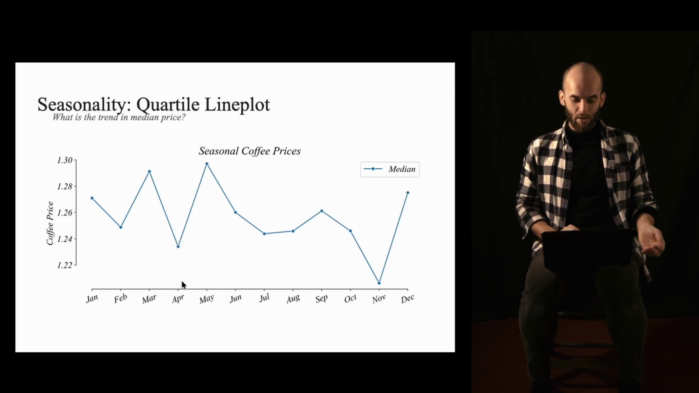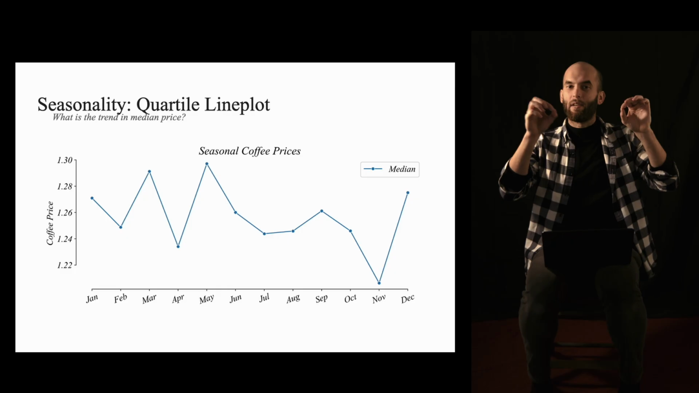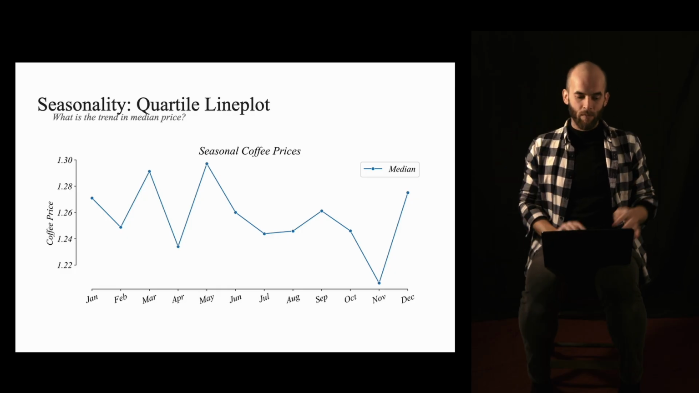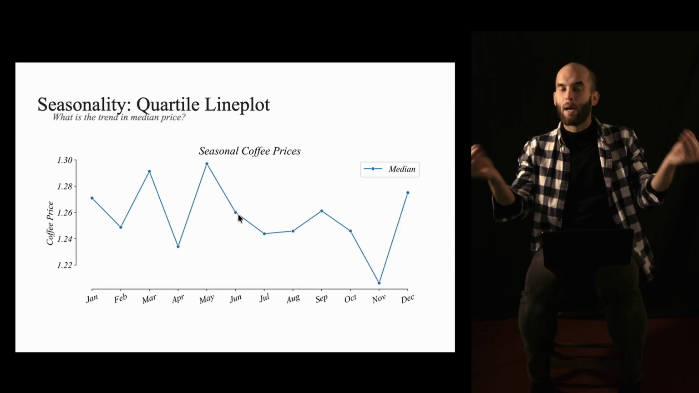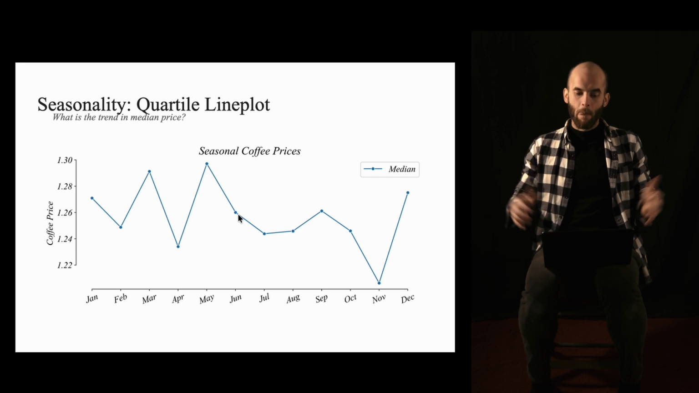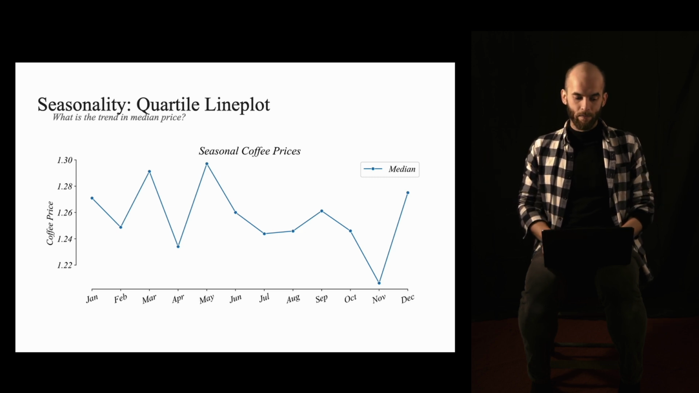So one thing we could do is just plot out the specific medians themselves. So all I've done here is on the horizontal axis, I have the time. On the vertical axis, I have the prices. And I'm just drawing a line through the median price by month over a year. So this gives us a picture of the seasonality, specifically of the medians.